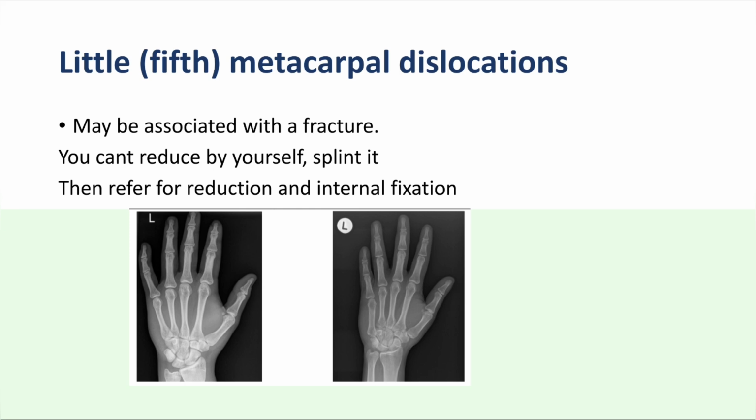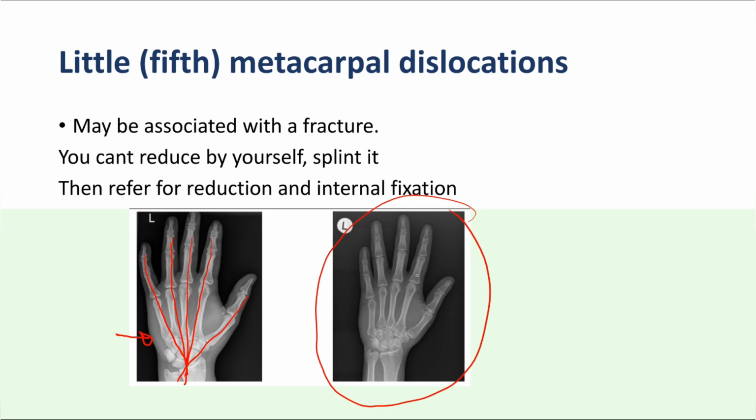Let's come to the fifth metacarpal dislocation. Usually, if you look at such an X-ray, you may say this is normal. I cannot see any abnormality. But when the patient is having pain and swelling at that side, you have to be careful. Usually, if it is normal, if you take imaginary lines, all the lines will cross each other.